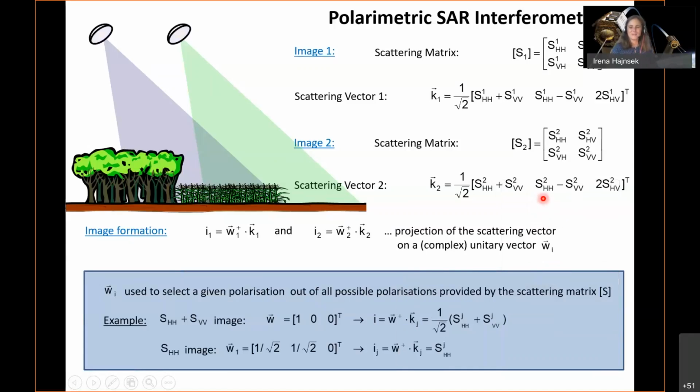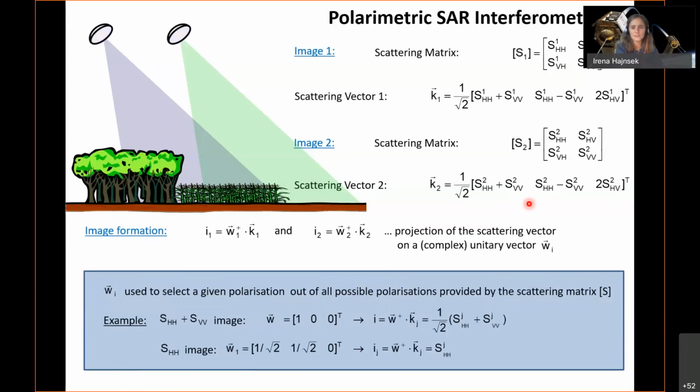Perfect. So the last thing we have seen, that we were talking about, is that there is a relation between the baselines and the volume that we can see, and how much volume we would like to see, and how strong the volume decorrelation can be. So that can be adjusted by the baseline variation.